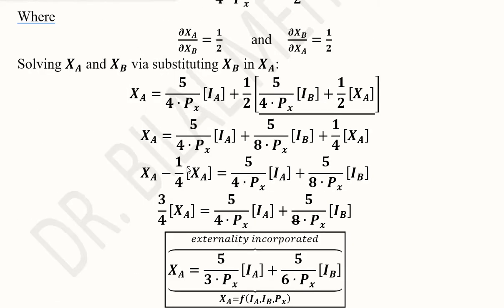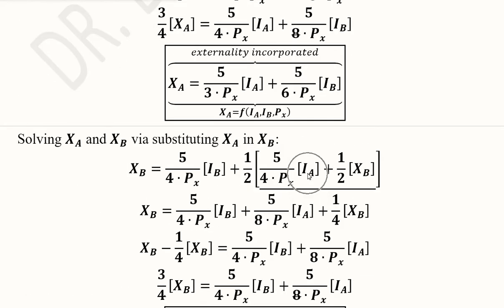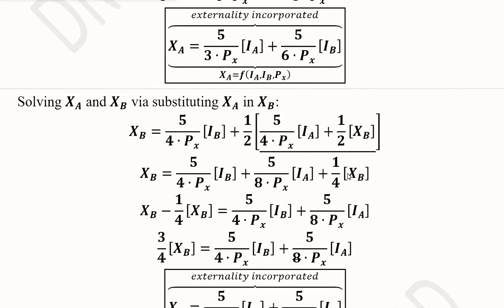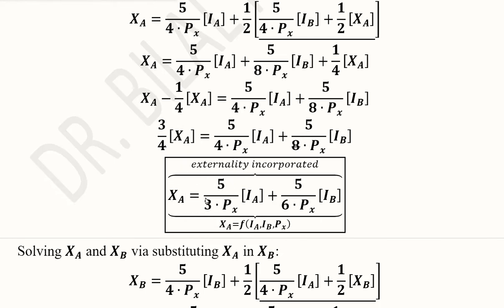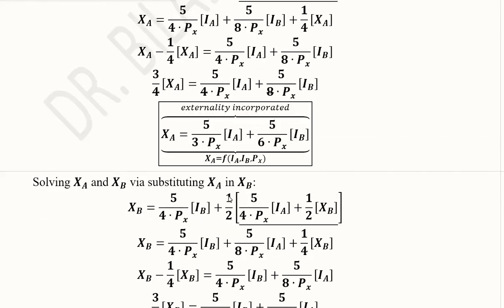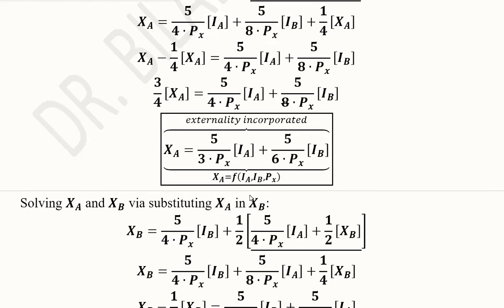Now we can do the reverse, and we can substitute the value of XA here in the equation of XB. Going back to that couple of equations, this equation is what we are using, and we are putting the value of XA here. So this is the value of XA. Now the steps are quite similar to what we did in the last demand function of XA. So you can pause the video here and see how these calculations are done.